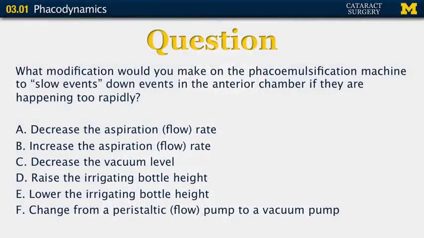What modification would you make on the phaco machine to slow down events in the anterior chamber if they are happening too rapidly? A, decrease the aspiration flow rate. B, increase the aspiration flow rate. C, decrease the vacuum level. D, raise the irrigating bottle height. E, lower the irrigating bottle height. Or F, change from a peristaltic pump to a vacuum pump. And the answer is A, decrease the aspiration flow rate.